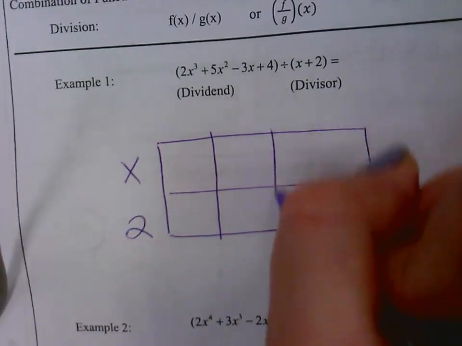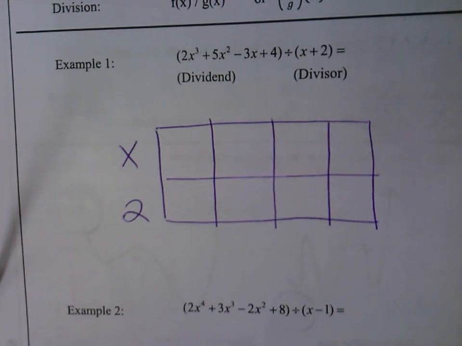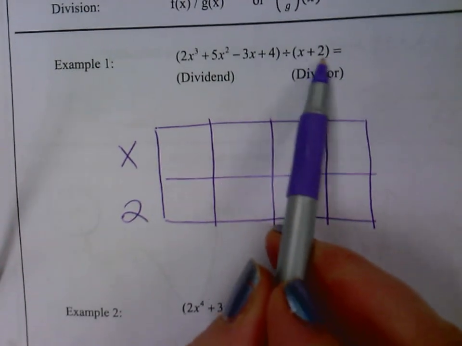I think I need 4 boxes. I might only need 3 boxes. I just add more boxes if I need more boxes. X plus 2 is the divisor.